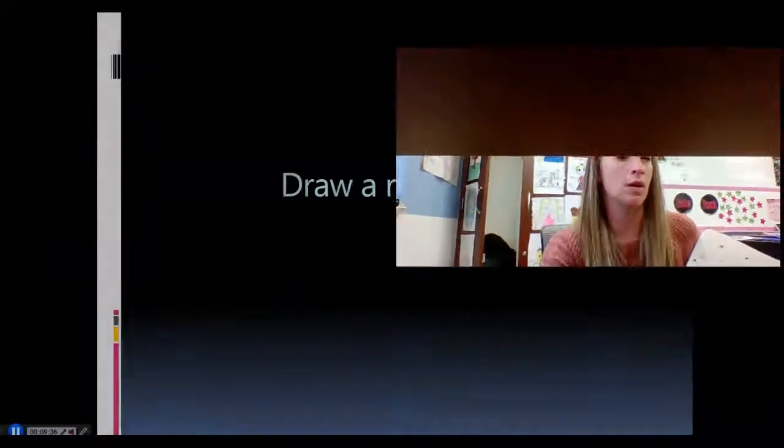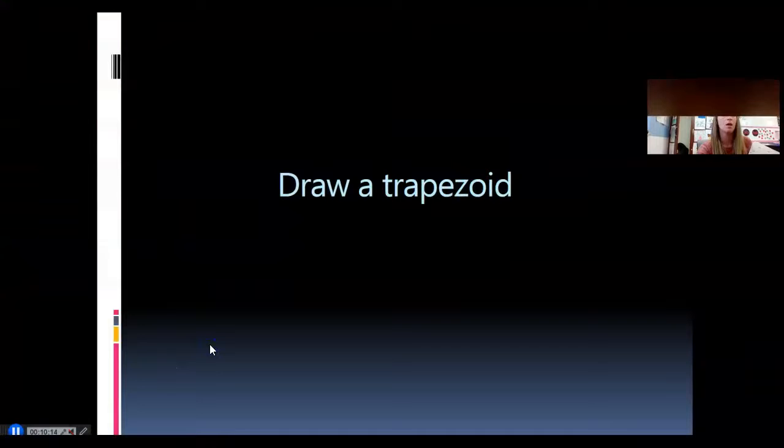All right, let's do our next one. Can you please draw me a trapezoid? Now a trapezoid can be kind of tricky. Who's not sure how to draw a trapezoid? All right, well let me show you how to draw a trapezoid. Trapezoids have one set of parallel lines.